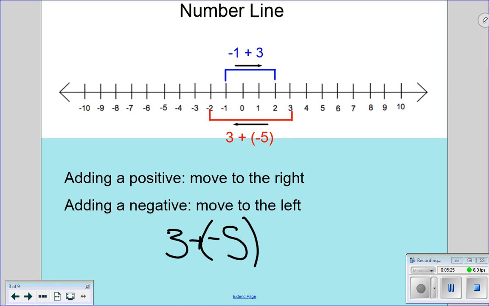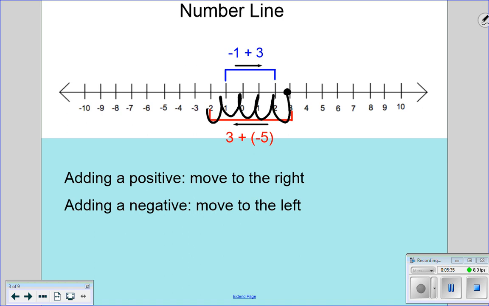All right, now let's go back. So let's say you're going to do this problem right here, 3 plus negative 5. You find 3 on your number line. And since I'm adding a negative, I'm going to move to the left 5 spaces. 1, 2, 3, 4, 5. This would be my answer.